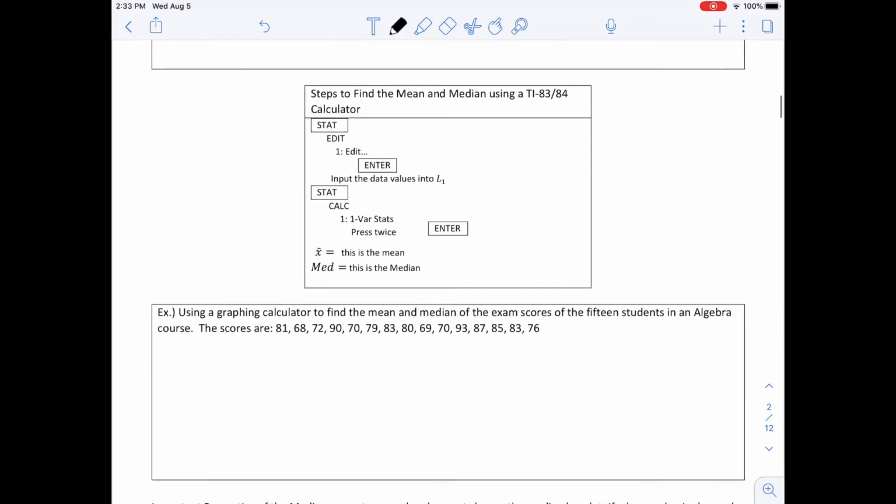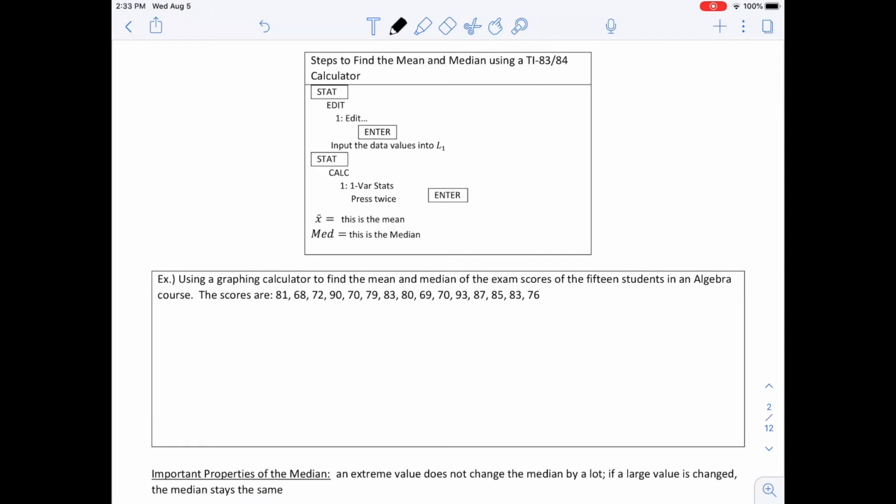So we have a graphing calculator that we use for this class, and I am going to be using a TI 83 or 84 calculator. There are apps that you can use for either an Apple or an Android device. You can also download different emulators on your computer, and then you can also purchase a TI 83 or 84 calculator.